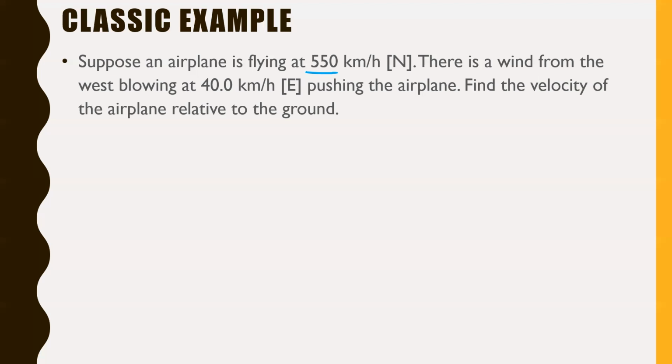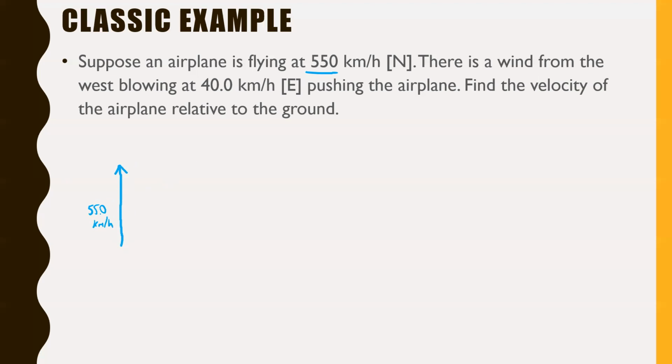So we know the airplane is flying at 550 kilometers an hour north. That's the direction they're pointed. So I'm going to start by drawing a plane that is pointed straight north, right? And I'll just do it with a vector. That's going to be 550 kilometers per hour, right? That's how the plane is pointed. However, we got that wind from the west blowing at 40.0 kilometers an hour east. So it's pushing it to the east. East is to the right.